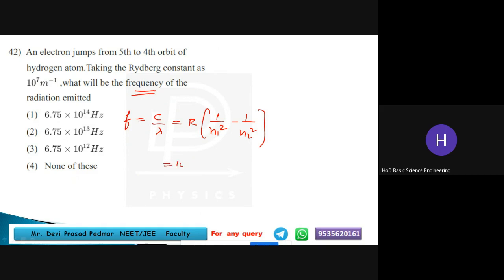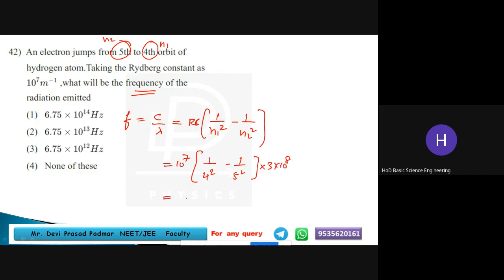So R value is given 10 power 7, and this will be n1. What is n1? This is n1 and this is n2, right? So 1 by 4 square minus 1 by 5 square. Into C is there, right? So into C must be there. So I will write that C here. Into C, that is 3 into 10 power 8.